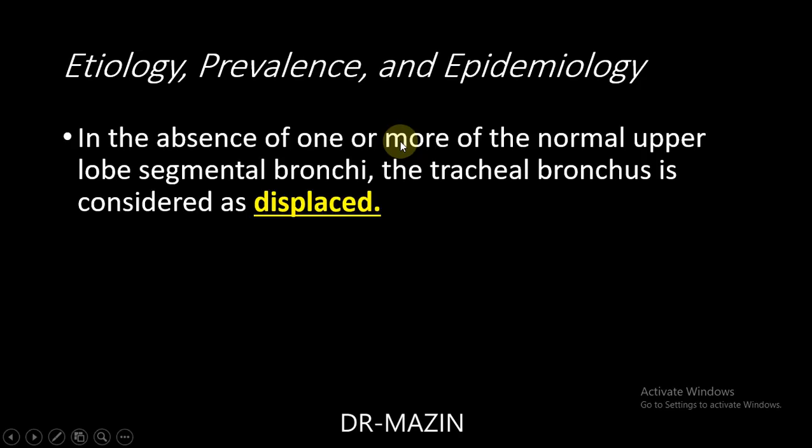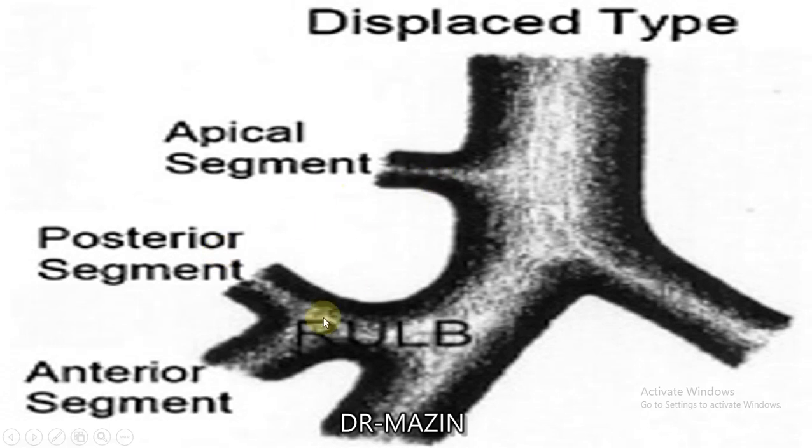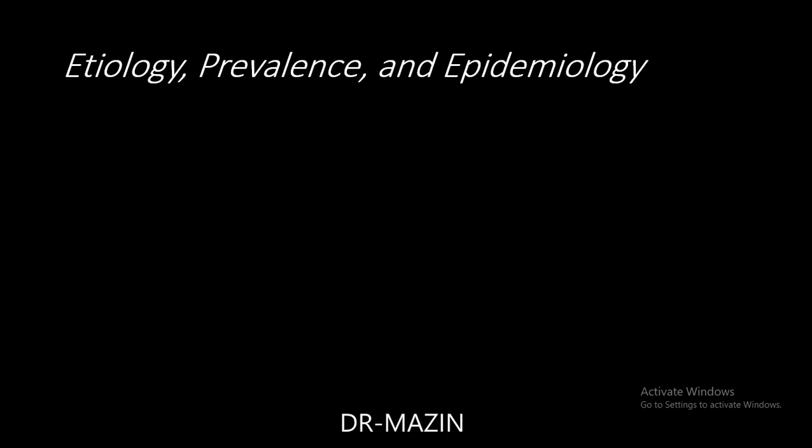In the other type, if one or more of the normal upper lobe segmental bronchi are absent, the tracheal bronchus is considered displaced. If you see here, this is the right upper lobe, and we have only 2 segments, anterior and posterior, and the apical segment is absent. That is why the apical segment is displaced into the trachea. This is type 2.